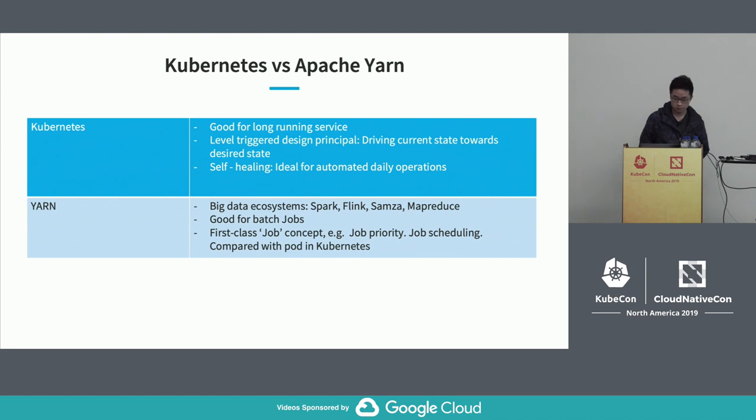In contrast, YARN is not like that. YARN is mostly known for big data processing engines. It's a platform for scheduling data processing engines like Spark, MapReduce, and so on. So it's known to be good for batch jobs. And YARN has this first-class job concept. It builds features for job priority, so it can schedule based on the job level. The scheduling part of YARN is also, I think, more feature-extensive than Kubernetes. It builds a lot of advanced scheduling features. In contrast, Kubernetes scheduling is mostly at the pod level. So it's scheduled based on pods. So there are some differences between YARN and Kubernetes.